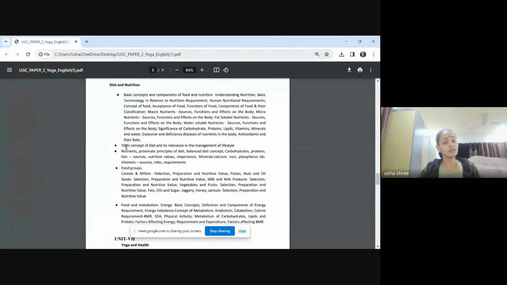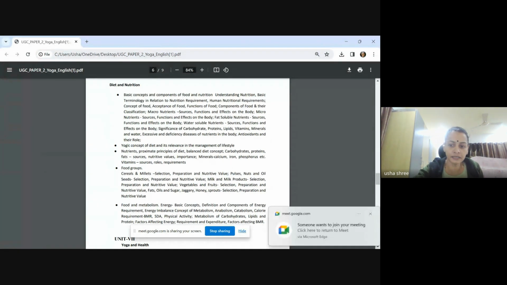And then we have the yogic concept of diet and its relevance in the management of lifestyle. Then nutrients, the balanced diet concept, and carbohydrates, proteins, fats, sources, nutritive values, and all these things. Then we have food groups, which include cereals and millets. And as you can see, we have different kinds of food groups given that will be discussed.